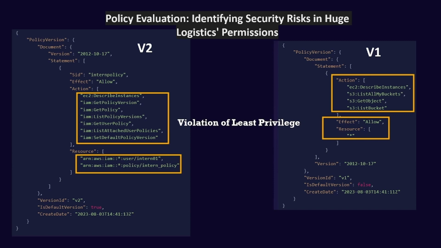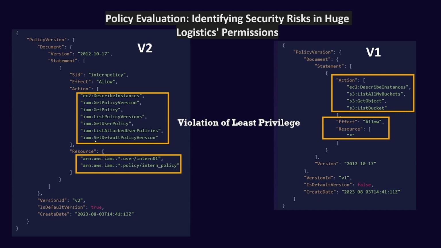fundamental security concept in which users are granted only the minimum level of access or permissions needed to perform their task. We all know the definition of the least privilege principle. In the first policy, that is version number 2, which grants broad permissions to perform various IAM and EC2 actions without specifying any conditions or constraints.